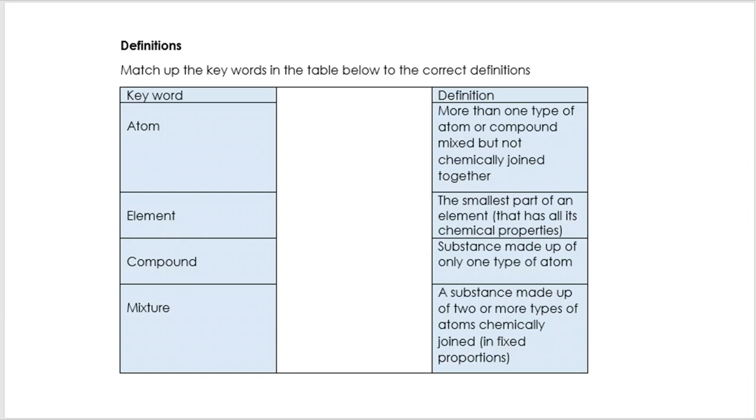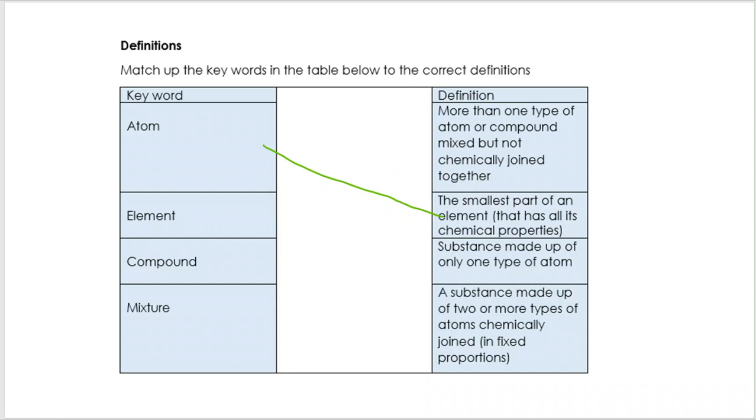Well, the definition of an atom is that it's the smallest part of an element that will have all of its chemical properties. If I take a piece of lithium and I cut it up and cut it up and cut it up, I will eventually end up with a lithium atom. And every single lithium atom that I look at will be identical.